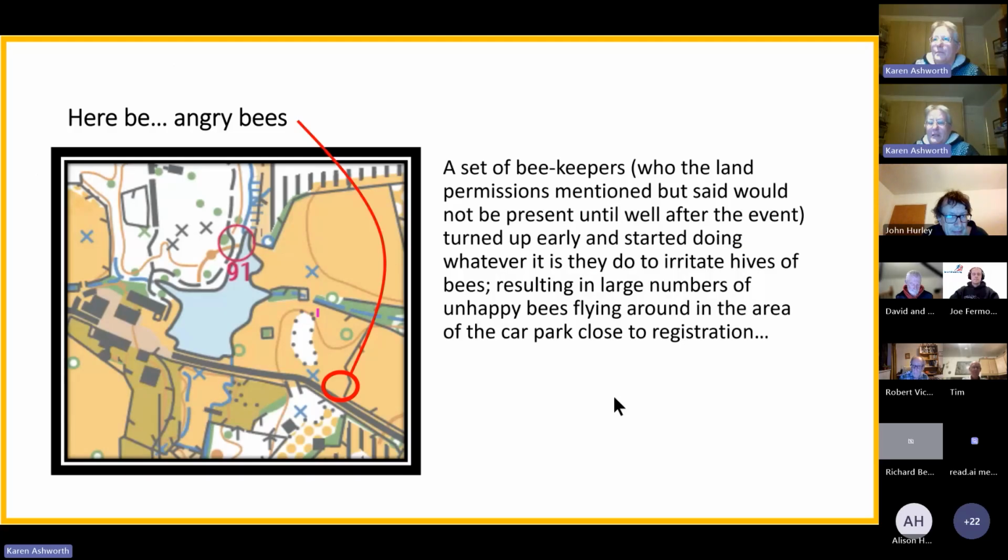Okay, here be angry bees. So, set of beekeepers. We did know about them because the land permissions mentioned them and said that they wouldn't be present until well after the event. But they turned up early and started whatever it is that beekeepers do to irritate the bees in their hives. And we ended up with large numbers of unhappy bees flying around in an area of the car park, fairly close to registration. Not close enough that people were being stung at the download tent, but sort of people would be passing through in order to get from car park to registration and back again.